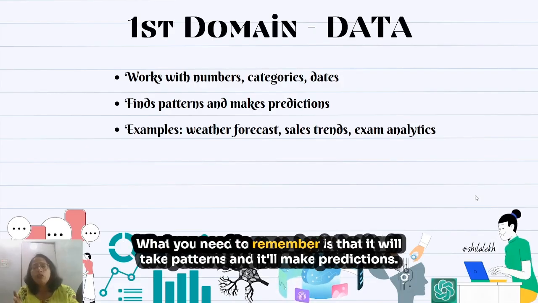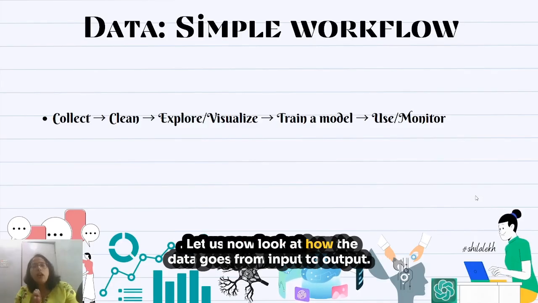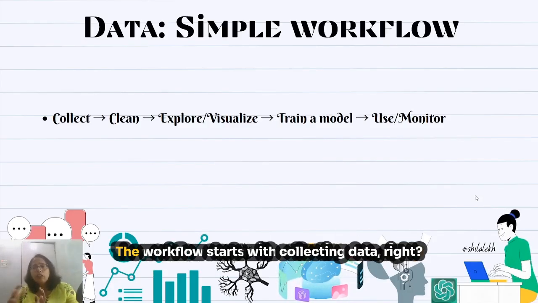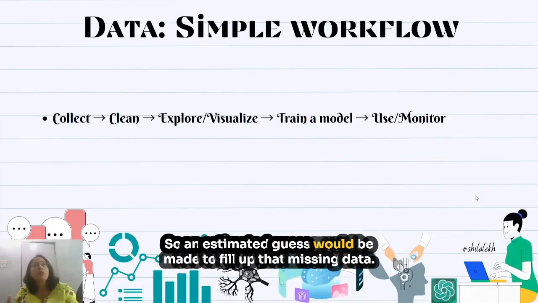What you need to remember is that it will take patterns and it will make predictions. That is how the data input is being used by the AI model to provide the output. Let us now look at how the data goes from input to output. The workflow starts with collecting data. Once the data is collected, it is cleaned to remove mistakes, or sometimes some data is missing, so an estimated guess would be made to fill up that missing data.